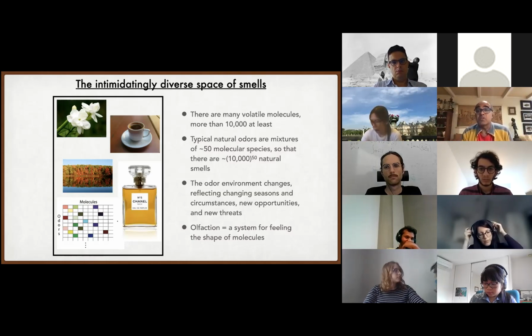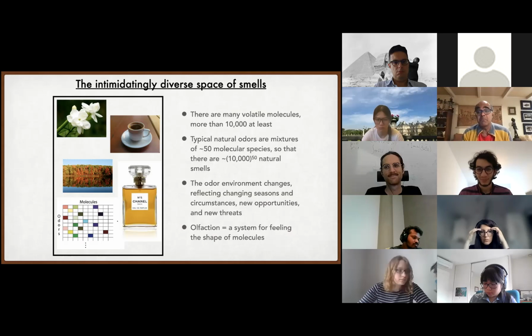To make matters worse, if you want to sense these things, typical natural odors are mixtures of at least about 50 molecular species. So, as a rough count, if you have about 50 molecular species, there are 10,000 to the 50 kinds of natural smells that you could imagine making. That is an insane number. It is so enormous. Even imagining how you can make a system to process these things is hard. And what's more, the odor environment changes, reflecting changing seasons, circumstances, new opportunities, and new threats.